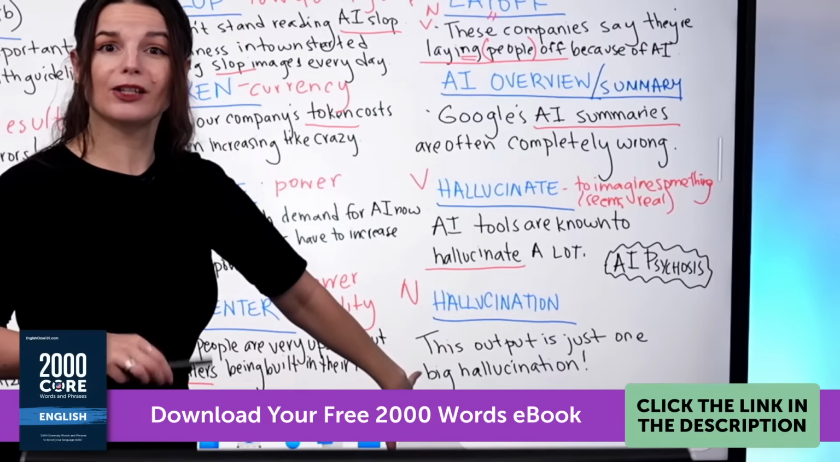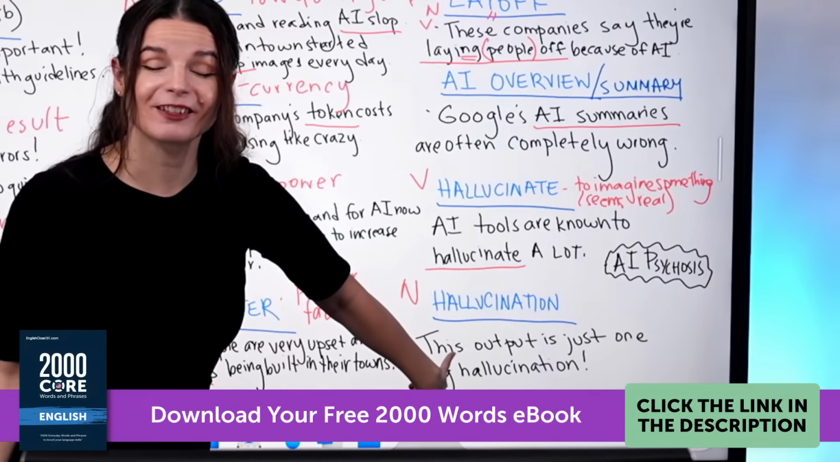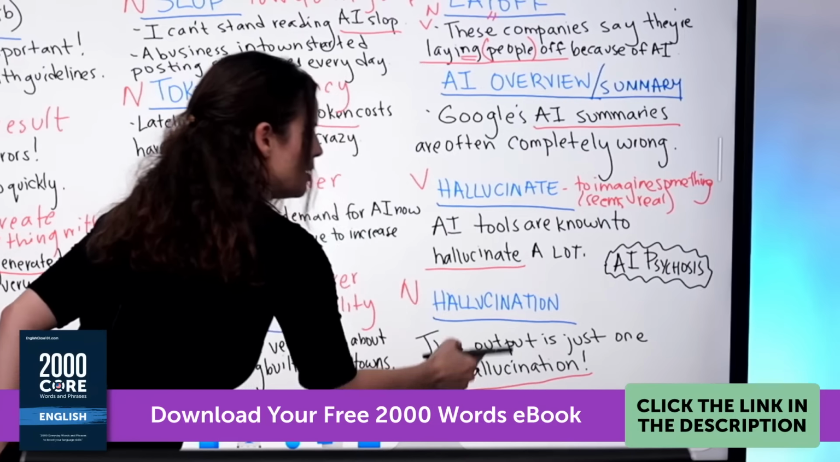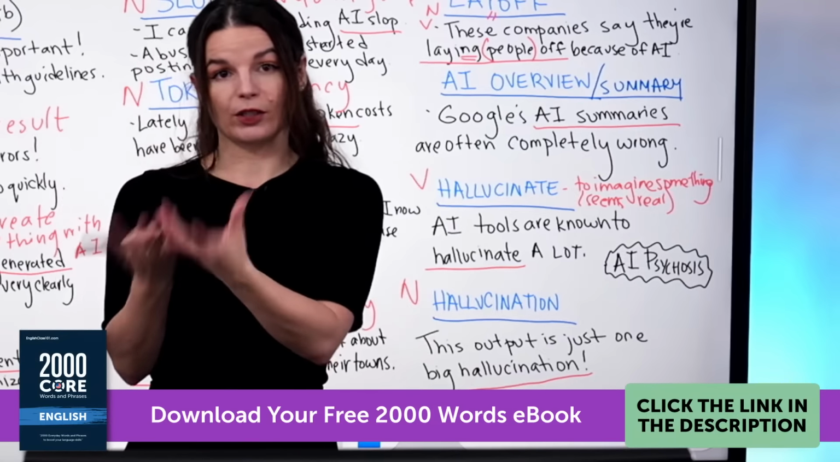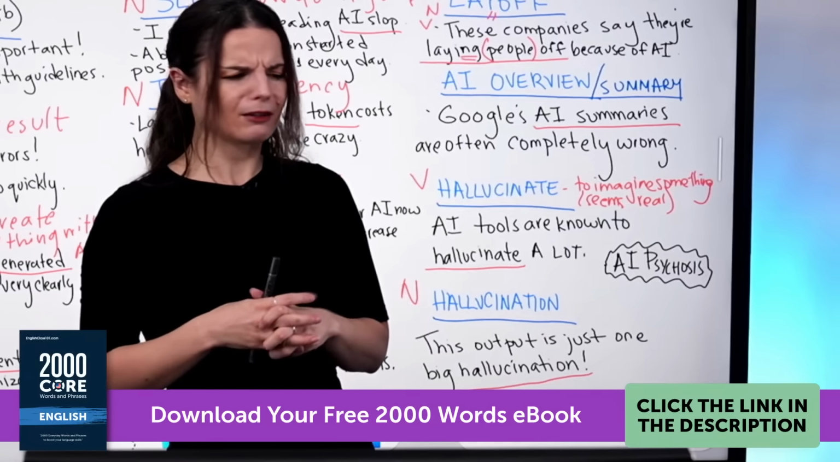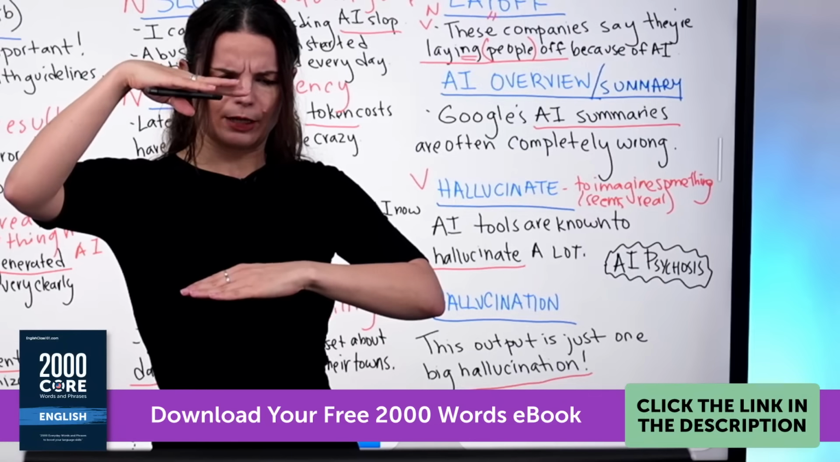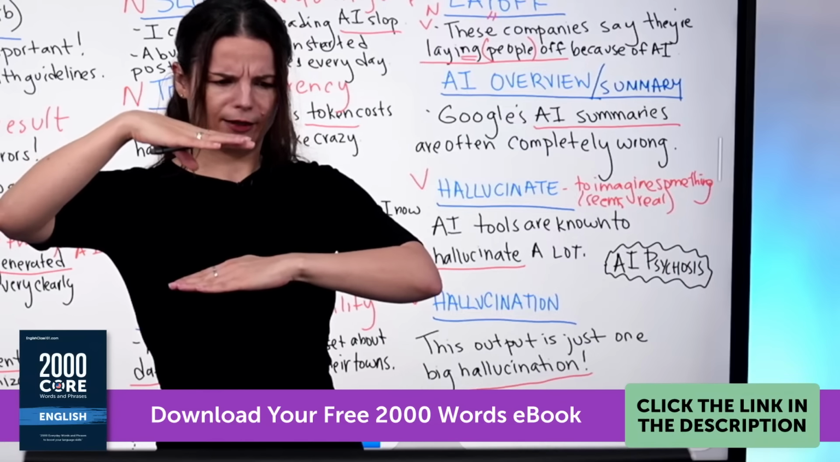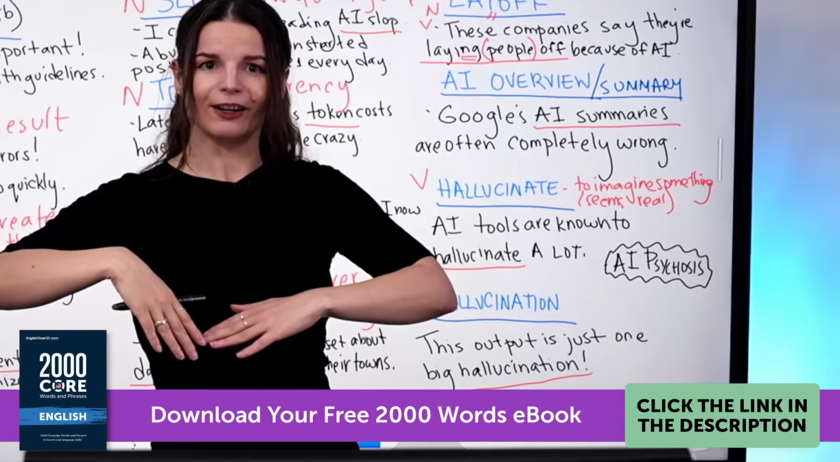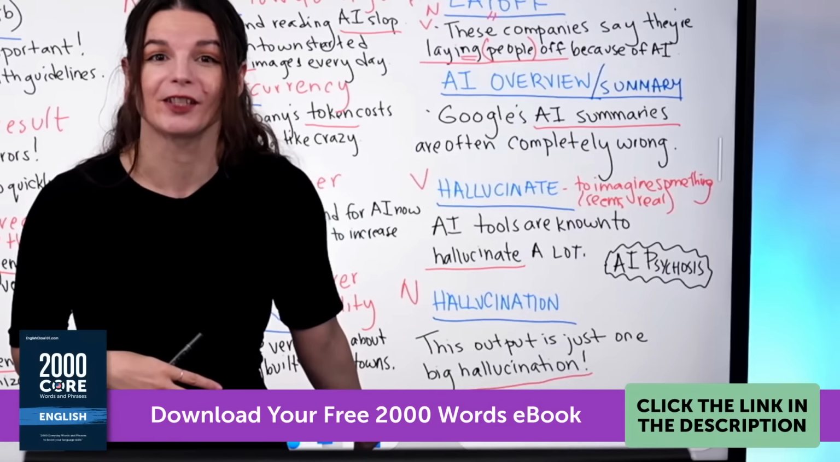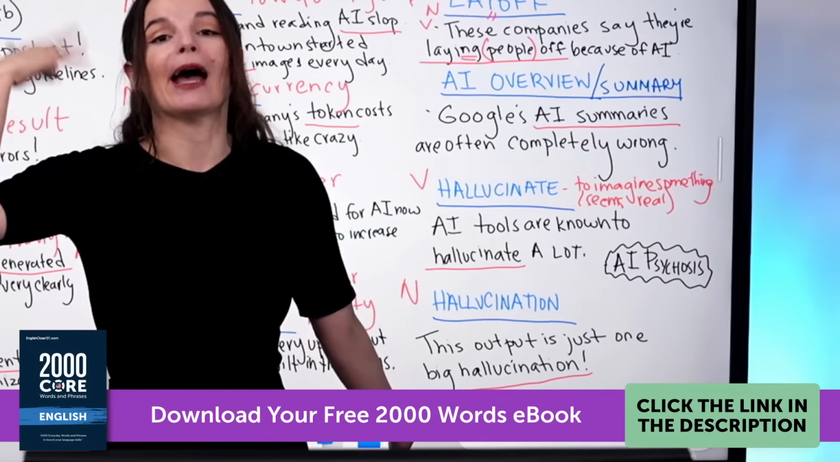This output is just one big hallucination. Remember output from the beginning of the lesson? Output means the result from the AI tool. So if you say this output is one big hallucination, it's like, for example, an AI article. The AI generated this article, but everything is wrong. This is all wrong, we could say. This is just one big hallucination. It's like the AI imagined something.